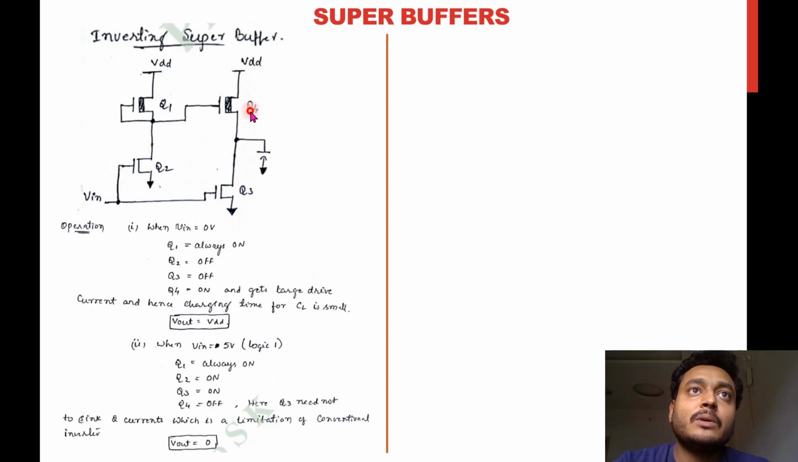So through Q4 we will get a large current, and whatever the capacitance is there, it's going to be charged very fast. Because the charging capability of any capacitance is determined by how much current is going to be there. So the more the current, the more the charging capacity, so the time taken to charge will be less.